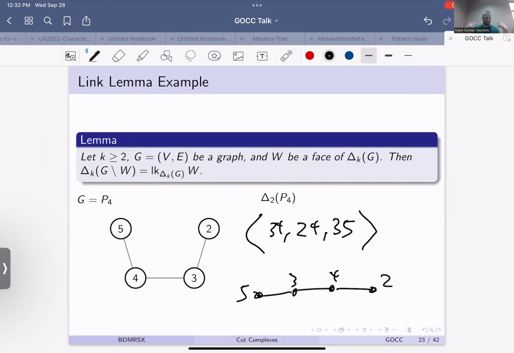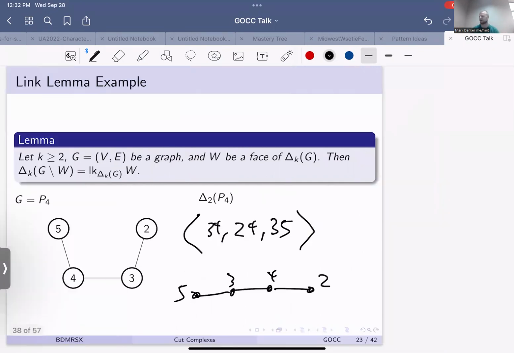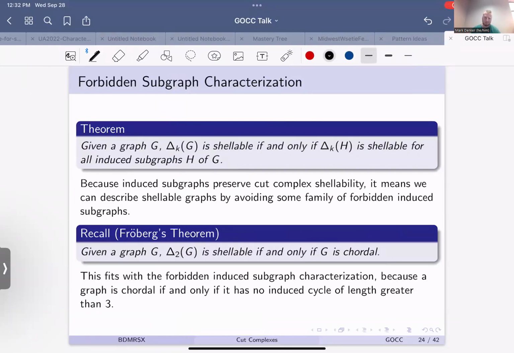So yeah, links, induced subgraphs, deletions, all these things come together. And the good news is shellability behaves well with links. So a graph can be shellable if and only if all of its links are shellable. So the whole complex is the link of the empty face. Which means that our graph is shellable if and only if all induced subgraphs are shellable. Which means that we can understand shellability as actually a forbidden subgraph condition. You're only not shellable if you contain some forbidden subgraph.